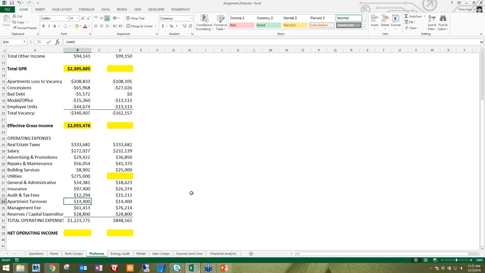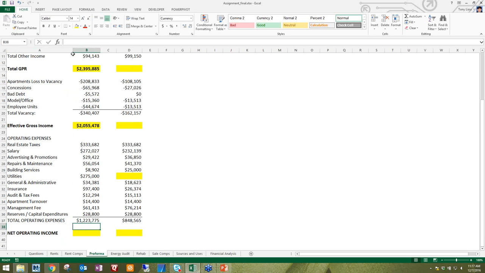So apartments, when they turn, we anticipate a certain percentage will turn over this year, and we'll have to paint it and carpet it. Management fee, we're paying a third party to manage this, so this is a property management fee. And then we have some reserves for capital expenditures for like appliances and hot water heaters that need to be replaced over time. So we have a total operating expense of about $1.2 million.